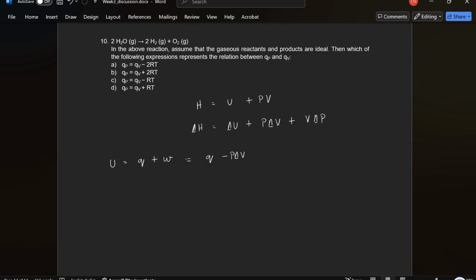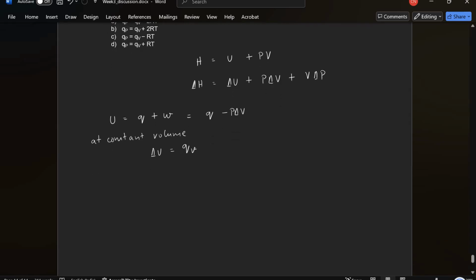So now at constant volume, delta U is going to be, this term is going to be 0, right? So it's just going to be QV, constant volume. So that is one thing that we have. Now we'll substitute this equation for Q in the delta H equation. So Q minus P delta V plus P delta V plus V delta P.